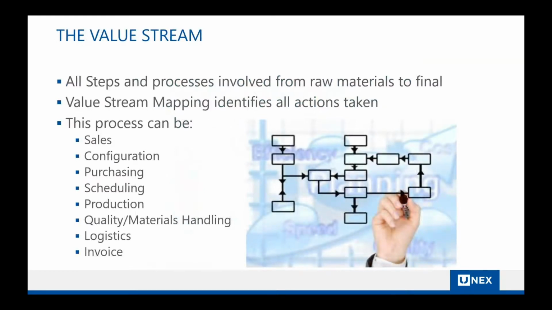So the value stream. All steps and process involved in going from raw materials to the final product. This could be all the way from the first sales call, doing some configuring or engineering, purchasing the parts or raw materials to make the final product. Then it gets scheduled and goes into production, gets handled around the factory, then gets put on a truck, shipped out to the customer, and billed. And that really is the entire process from start to finish. So when looking at that process, we need to see how we can eliminate anything that's non-value added.